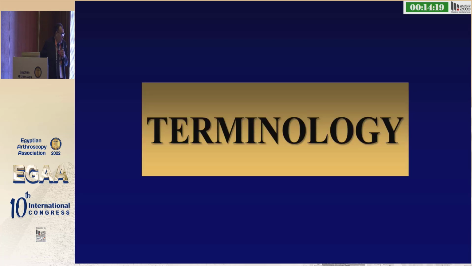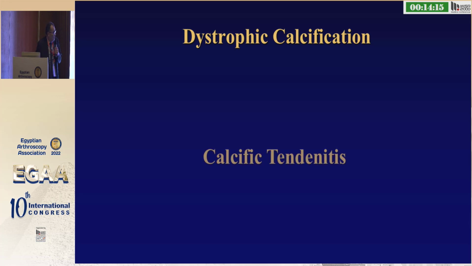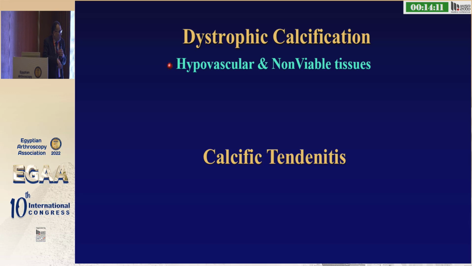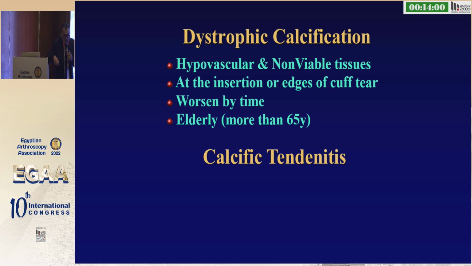First, we must discuss terminology. Regarding terminology, there is a big difference between dystrophic calcification and calcific tendinitis. Dystrophic calcification occurs in a non-viable, hypovascular tissue, at the insertion, or actually at the edge of the rotator cuff. It worsens by time. It occurs in the elderly above 65.